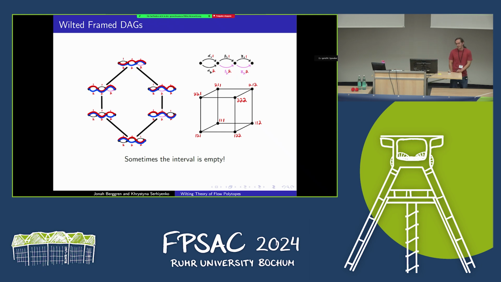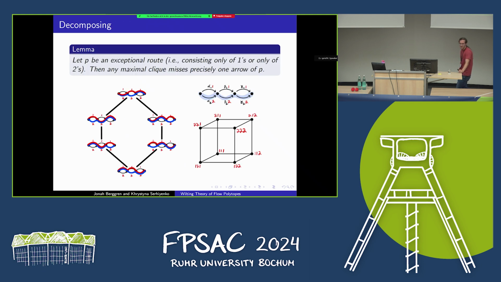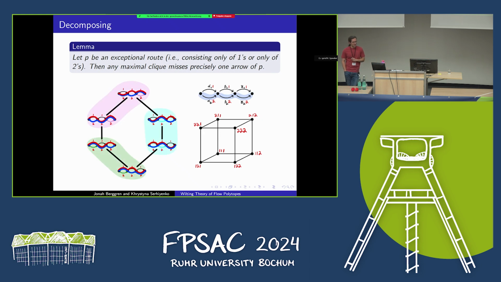Now, here we can kind of get into some nice combinatorics. What can we wilt? When do we get stuff that's empty? I'm going to give a little taste with a lemma that says if I pick an exceptional route, which really just means one that only has 1s or only has 2s, so here I've highlighted this exceptional route with only 2s, then any maximal clique is going to miss exactly 1 arrow of my route. And pictures are better than words. The picture is this. So we already saw that these 2 pink friends avoid the final arrow in this route, but we also have some green friends that avoid the first, and we have some blue friends that avoid the second.